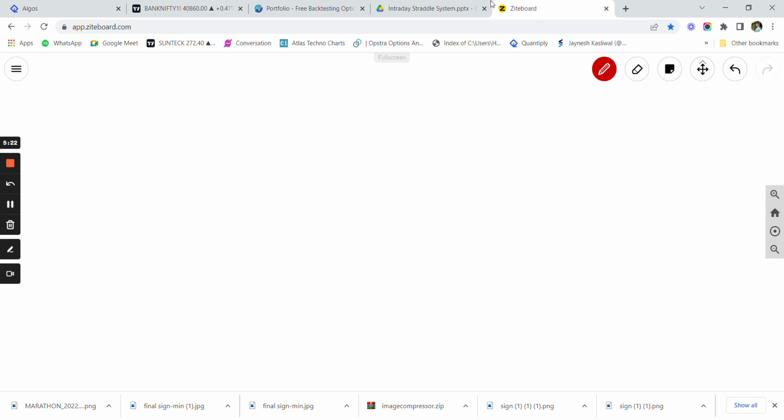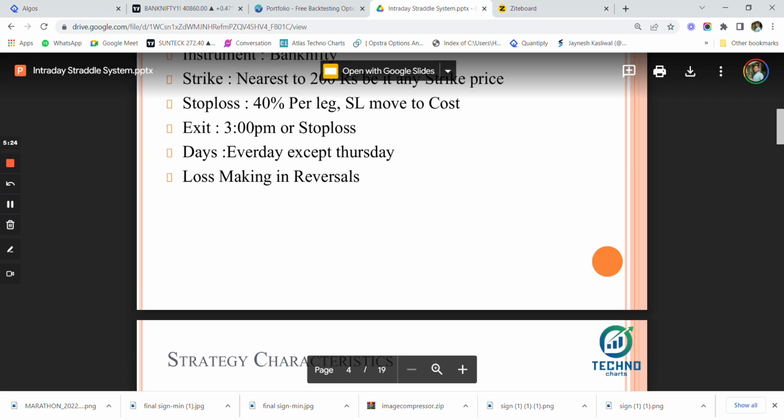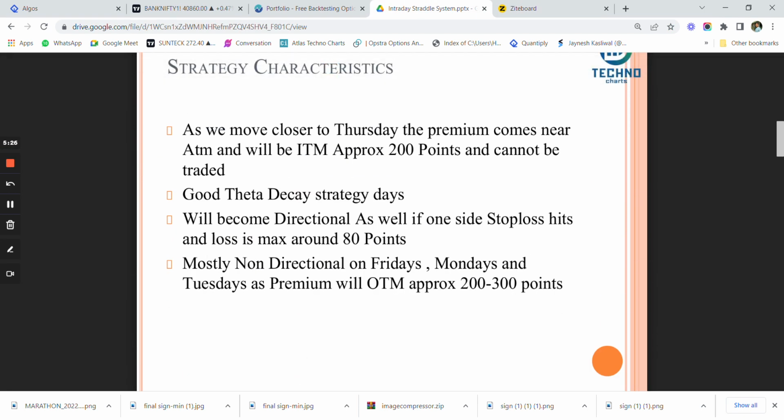Right now, if we move forward, what are the characteristics of the strategy? As we move closer to Thursday, the premium comes near at the money and will be in the money approximately 200 points, and hence cannot be traded on Thursday. It would give you good theta decay on other days, because it is a very good strategy to capture theta decay, as on Fridays it would be 700-800 points out of the money.